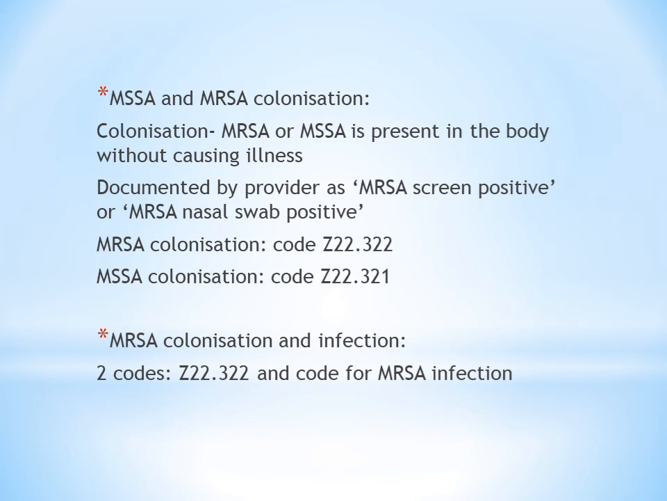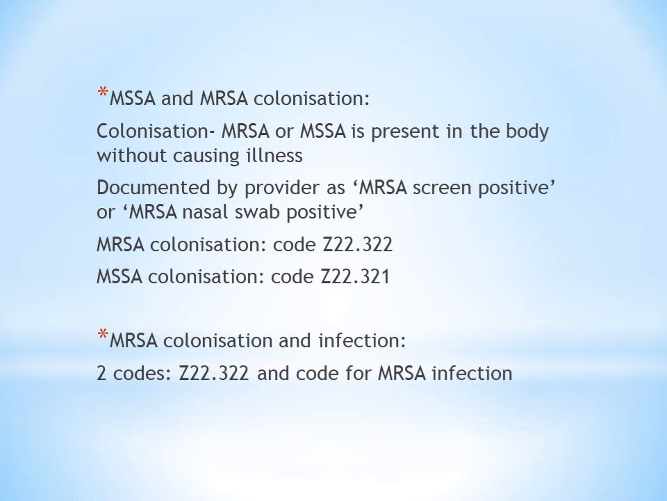Next one is MSSA and MRSA colonization. Methicillin resistant Staphylococcus aureus and methicillin susceptible Staphylococcus aureus colonization. So what is colonization? Colonization means the microorganism will be present in the patient's body, but it will not produce an illness. External illness will not be produced. But they can act as a carrier and they can transmit the infection to another person.